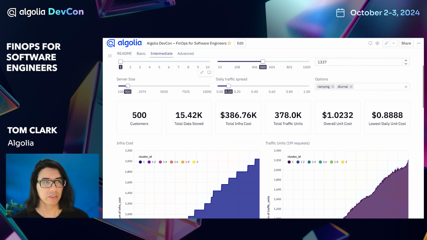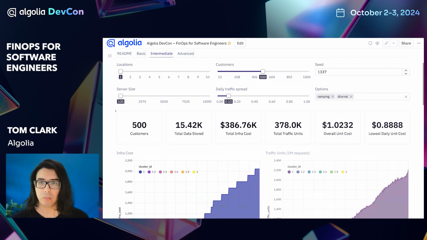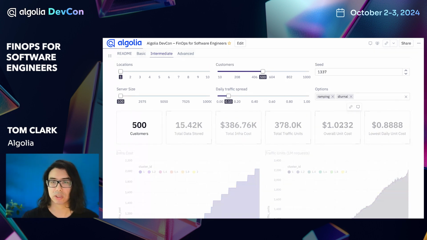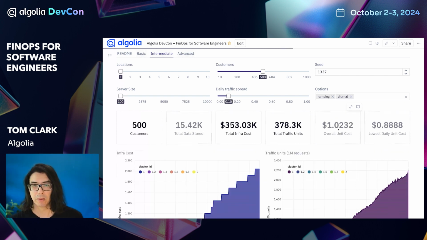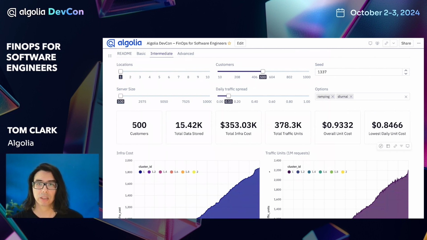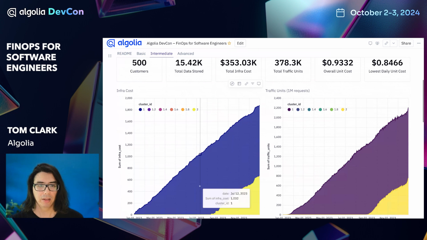And if we reduce the server size further, we should see an improvement to our overall unit costs because we are fully saturating all of those servers. And indeed, our overall unit cost went from $1.02 to 93 cents. And these two graphs look very similar.